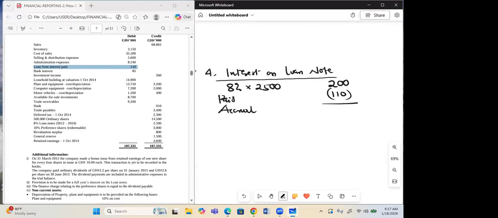A payable. So that will be a payable of what? 90. Are you getting it? 90. That's an interest payable. Is that clear?